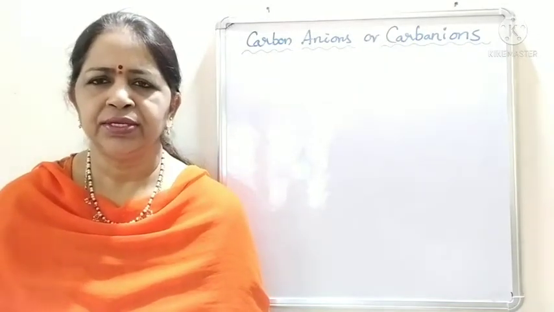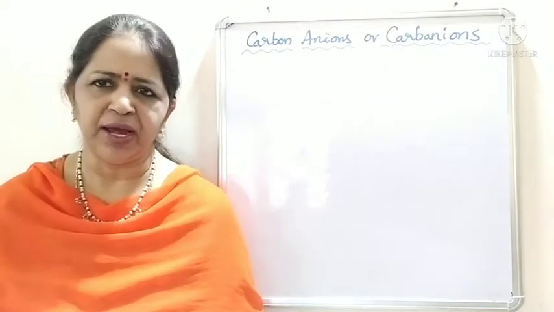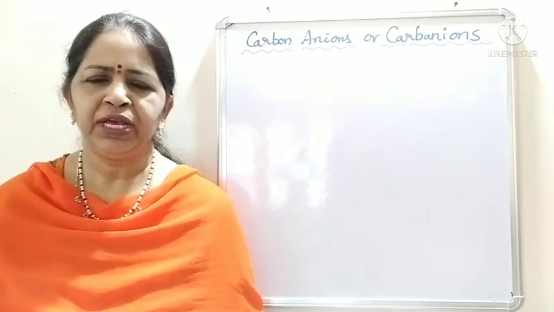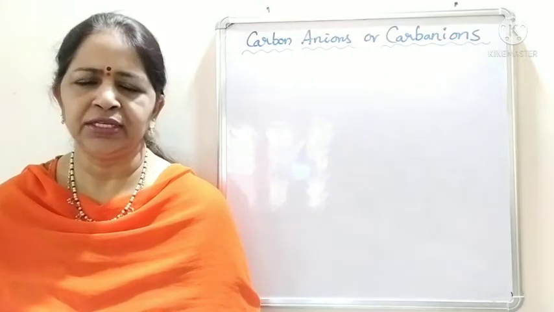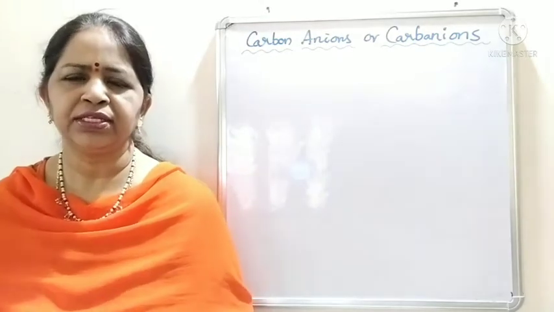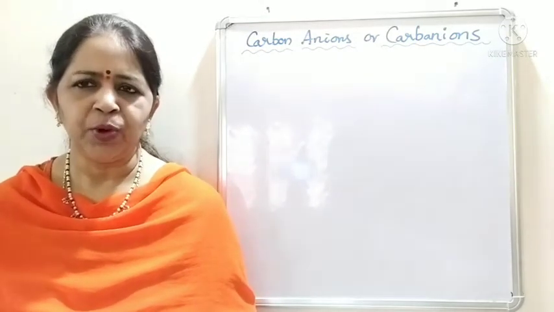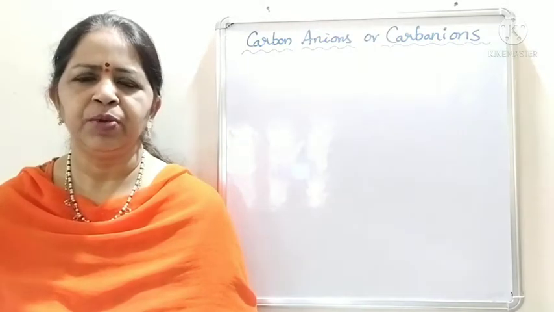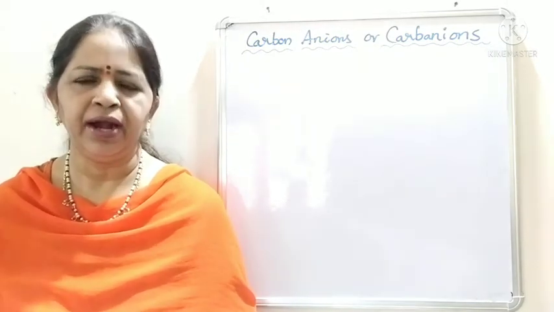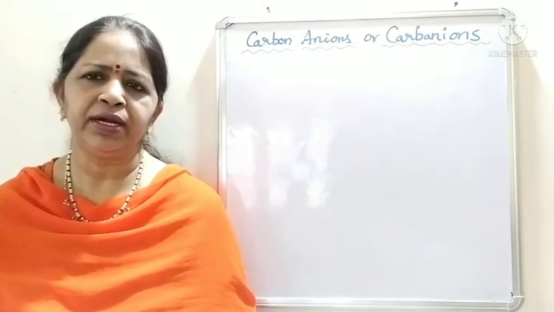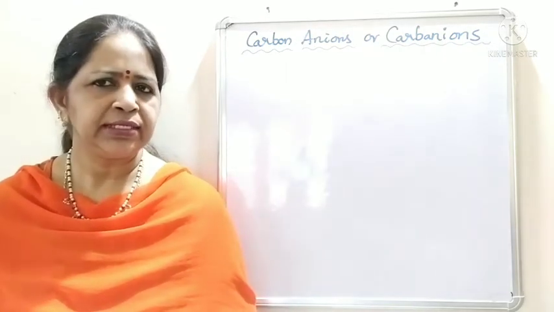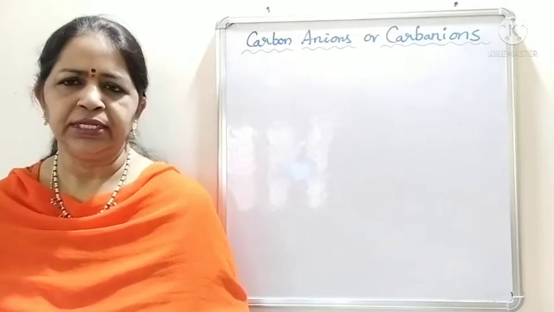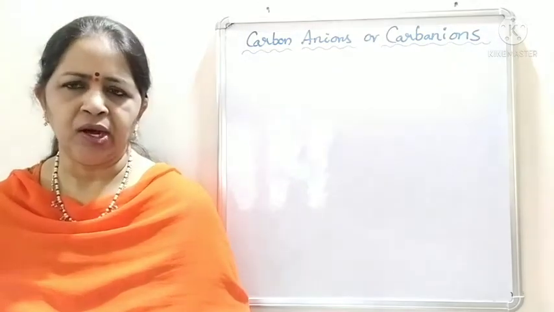Hello students, today let us see the anions of carbon. In my previous videos, I have discussed positively charged carbon and the factors affecting the carbonium ion, which is the positively charged carbon, and I have explained different applications. Now let us see the anions of carbon, that is the carbanion.